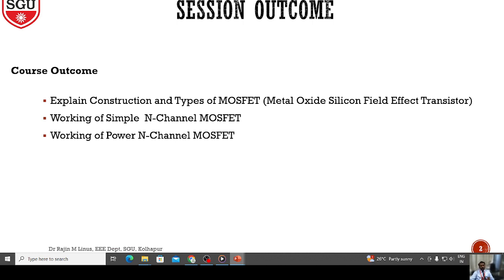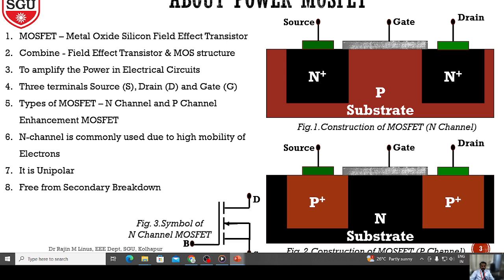Especially, in this course we are going to learn about the n channel metal oxide silicon transistor only. The reason behind this is that in normal applications, people use only the n channel MOSFET due to the high mobility of the electrons. So let us go through the points one by one.